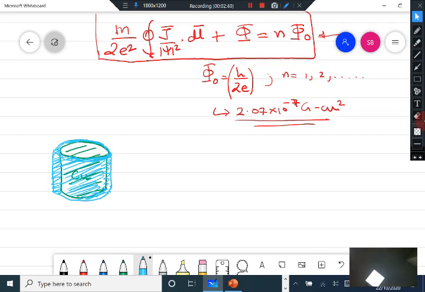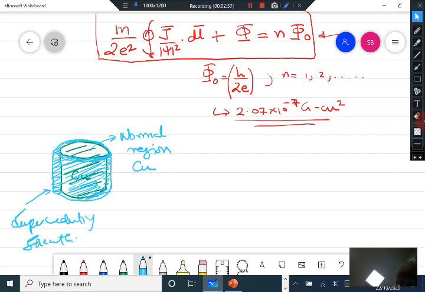So you have a superconducting sheath, and inside which you have a normal region, say made of copper. Now if I look from the top view, then what I will see is that there is a core of copper, and it is surrounded by a superconducting sheath.